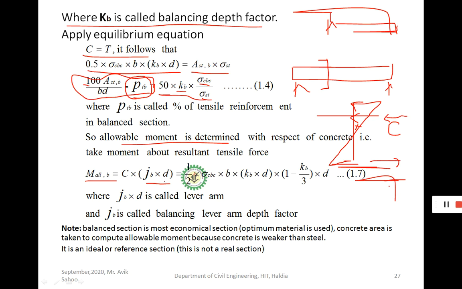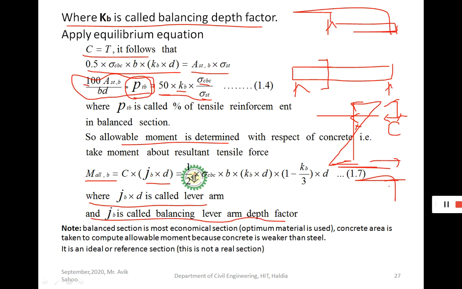Now this is the total forces, and JB, you know, that is 1 minus KB by 3, because this distance is through CG, so this distance is KBD by 3. So the distance between the compressive force and tensile force, how much? That is D minus KBD by 3, where JBD is called lever arm and JB is called balancing lever arm depth factor.